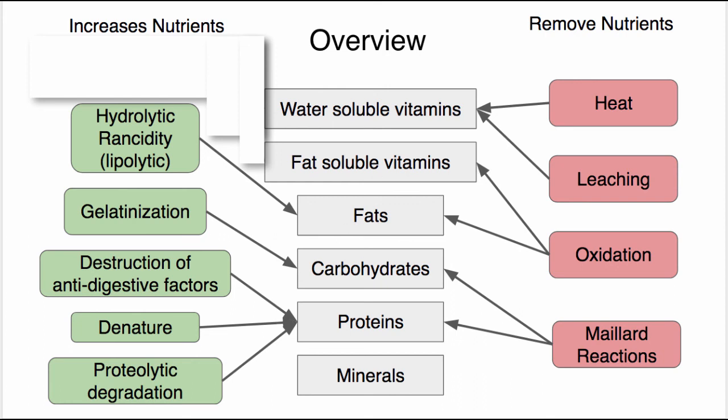Things that remove nutrients from our food products are heating, which will destroy, of course, our water-soluble vitamins. Leaching, so water-soluble vitamins moving out into surrounding water. Oxidation of fat-soluble vitamins as well as fats reduces the amount of those components in our food products. And then Maillard reactions between proteins and carbohydrates mean that these things are no longer available for our bodies either.